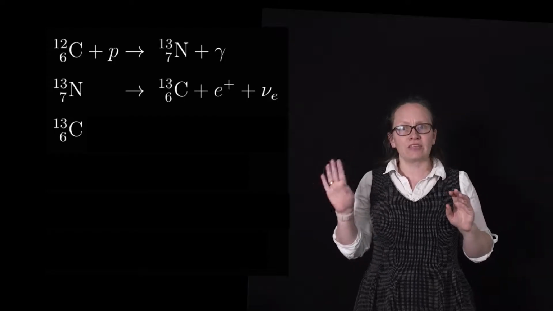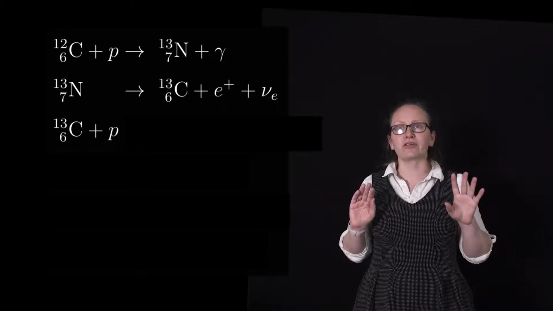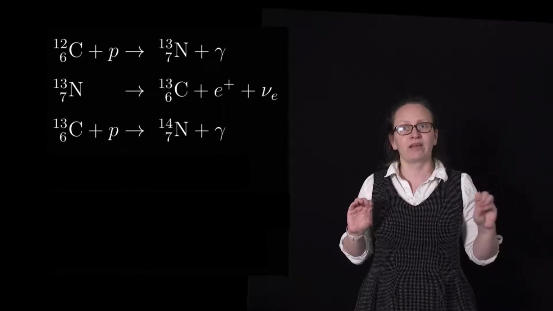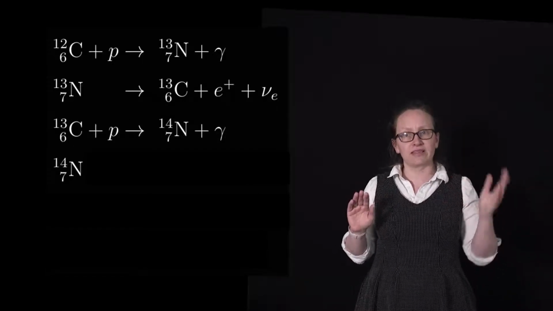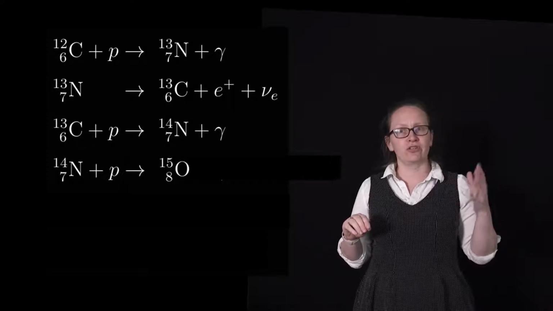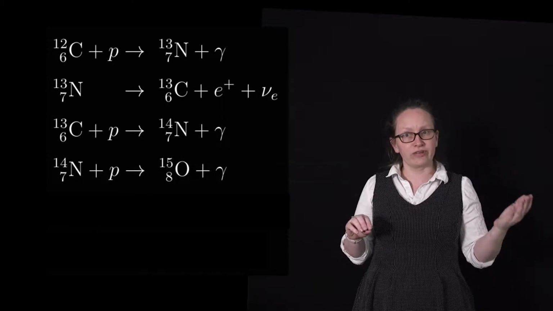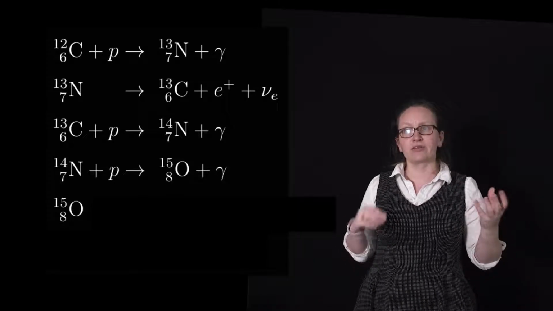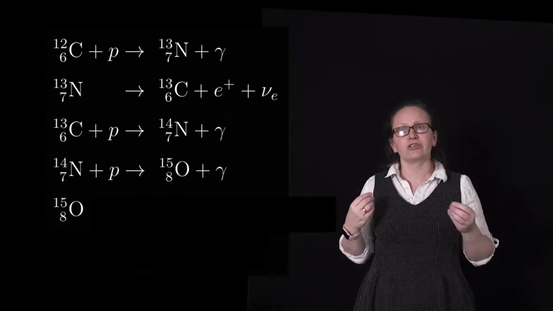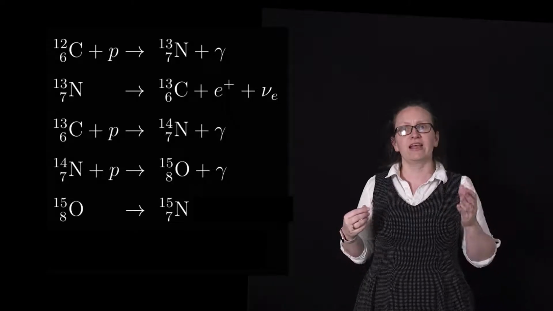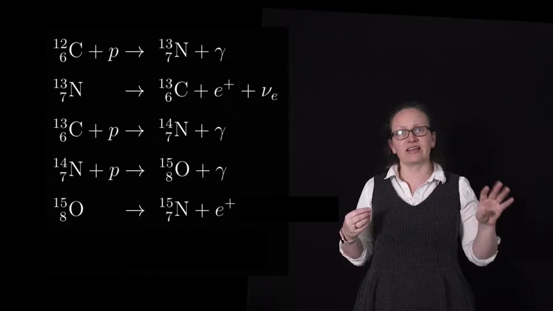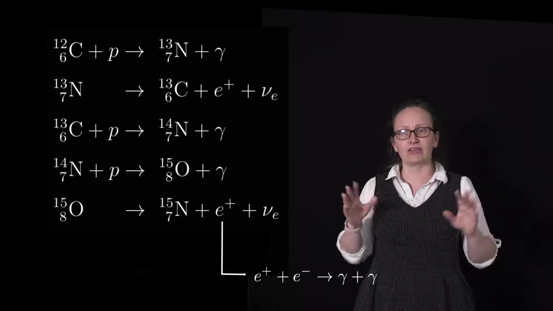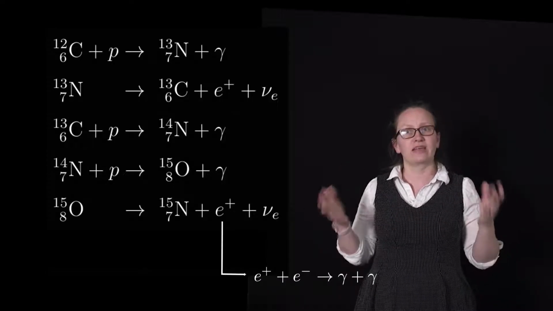The carbon-13 then combines with another proton to produce nitrogen-14 and a gamma ray. The nitrogen-14 combines with another proton to produce oxygen-15 and an additional gamma ray. And then the oxygen-15 is unstable, so undergoes beta plus decay to produce nitrogen-15 as well as a positron and an electron neutrino. And the positron then annihilates an electron, producing an additional two gamma rays.